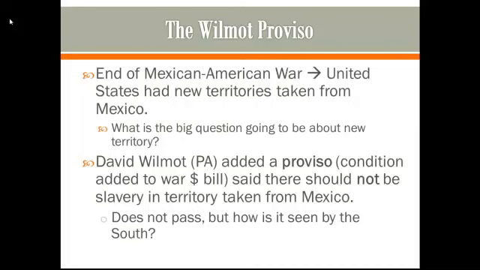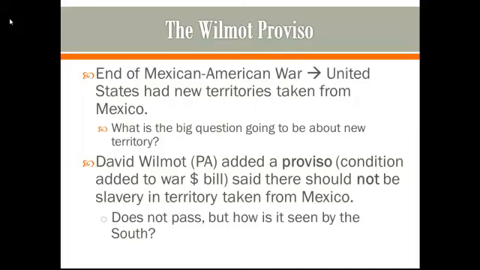And so the Congress has to vote to basically give the United States money to pay back its debts from the war. David Wilmot put a condition in there that any money that the Congress would give the government to pay for its debts would have to basically say that there will not be slavery in any territory taken from Mexico.